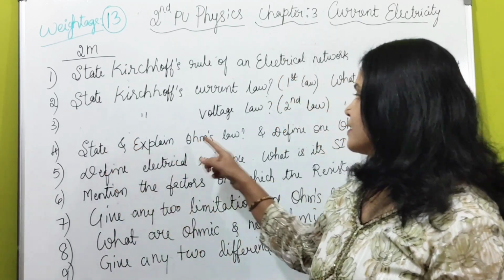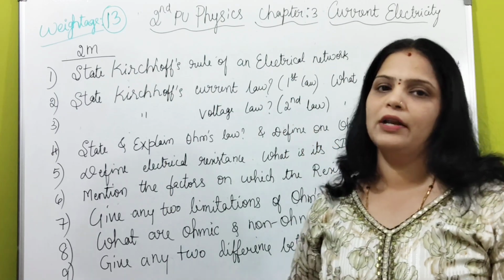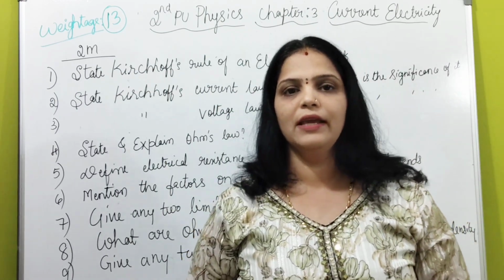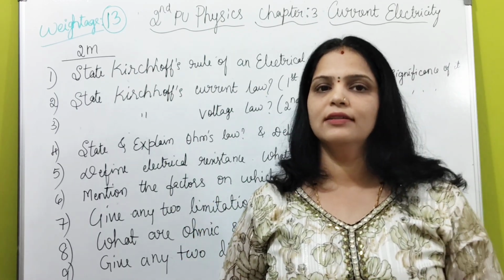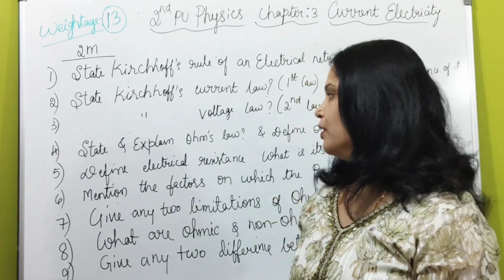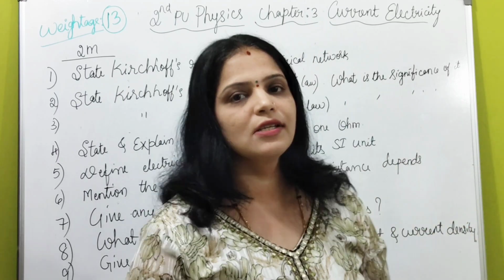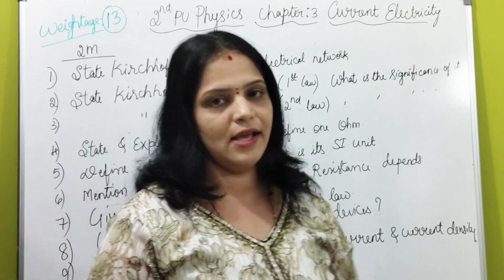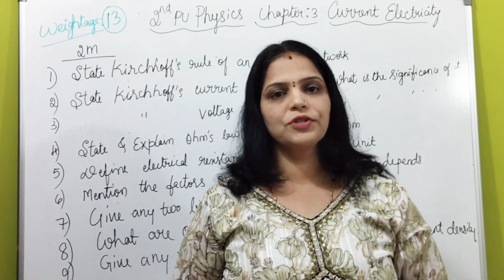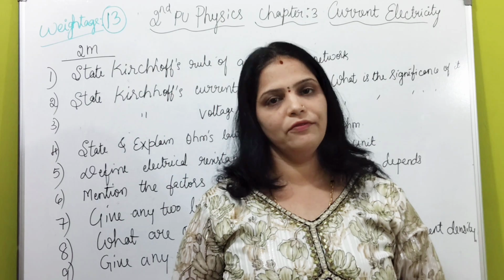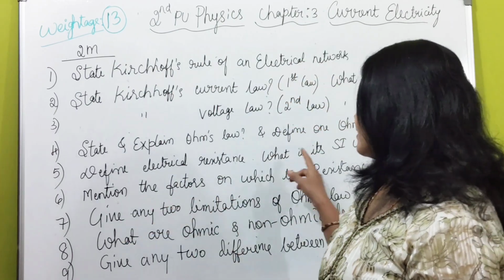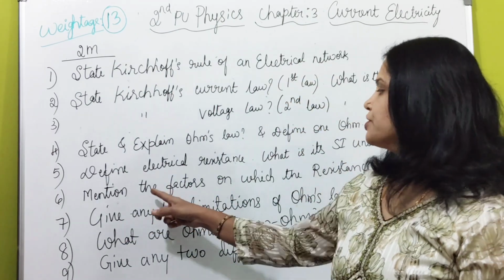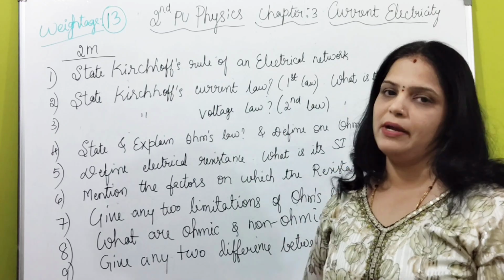Next one is state and explain Ohm's law and define 1 ohm. State and explain Ohm's law, 1 mark for that, and define 1 ohm. The next important question is define electrical resistance and what is its SI unit. So it is opposition offered by the conductor for the flow of current through it, and SI unit is ohm. Mention the factors on which resistance depends.